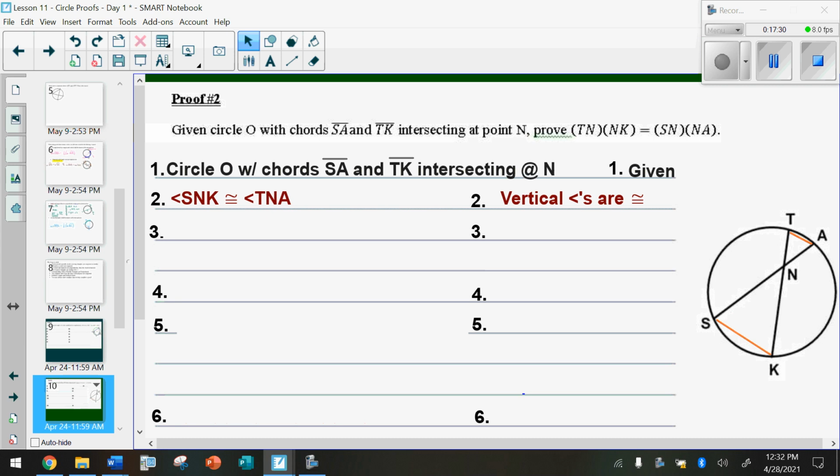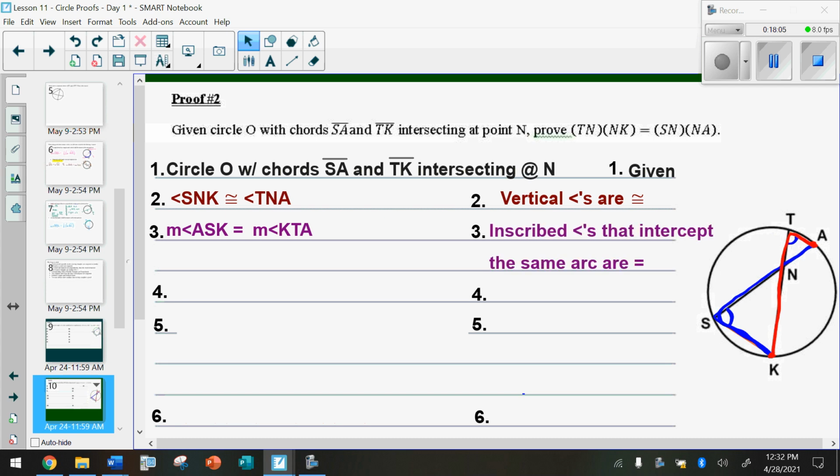Next, we need another pair of equal angles. So we have some options here. I'm going to use angle ASK and angle KTA. If you look at angle ASK down here and KTA up here, what you notice when you trace their sides, they both have intersection points on the circle at A and at point K. That is two inscribed angles that intercept the same arc.